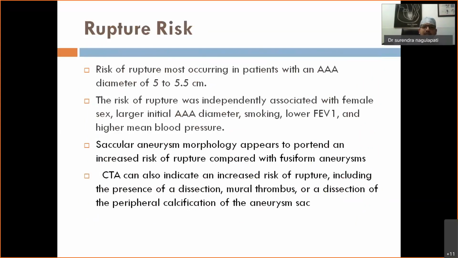Coming to rupture risk, rupture mostly occurs in patients with abdominal aortic aneurysm of diameter 5 to 5.5 centimeters. The risk of rupture was independently associated with female sex, larger initial diameter, smoking, low forced expiratory volume at 1 second, and higher mean blood pressure. A saccular aneurysm has more chance of rupture than a fusiform aneurysm. There are certain indicators on CT angio we can find, like presence of a dissection, mural thrombus, or peripheral calcification of the aneurysm sac, which increase the chance of rupture.